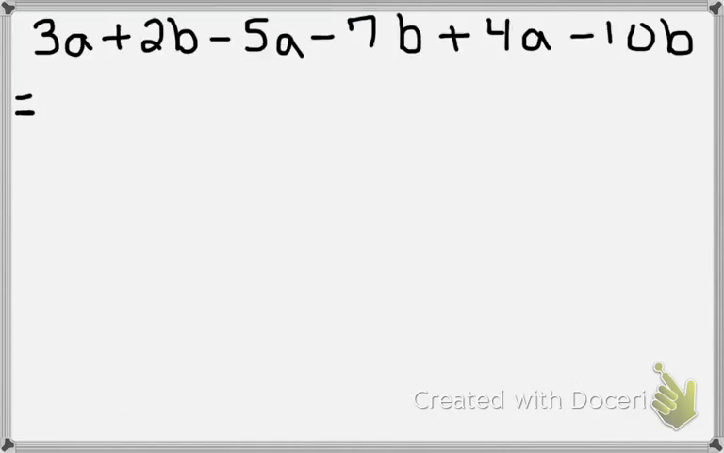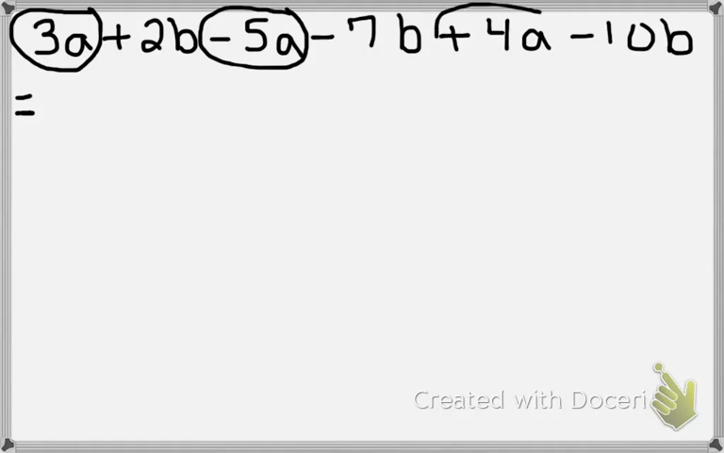So now that we know what like terms are, here is an expression that we have to simplify by collecting like terms. So let's circle our first term. That is an a term. The variable is a. Let's circle all of the like terms. Let's circle all of the a terms. When circling a term, you start with the sign. A term is sign, number, letter.